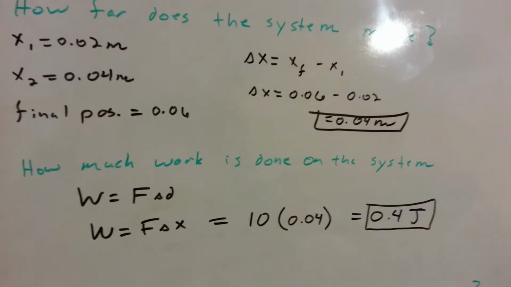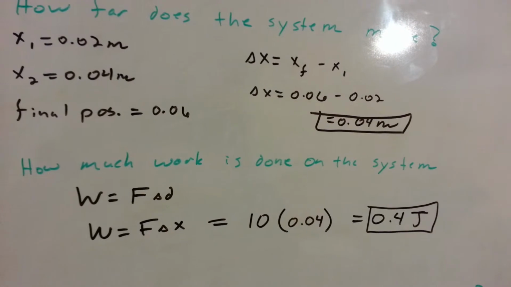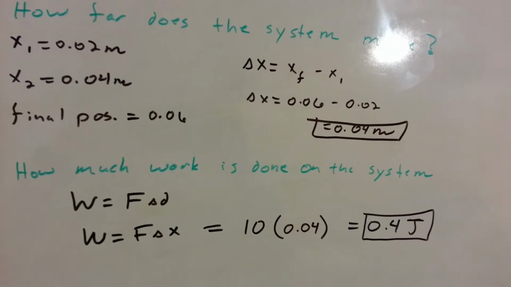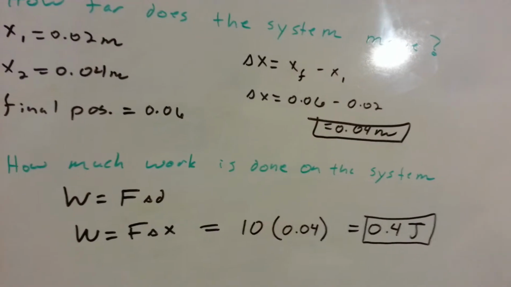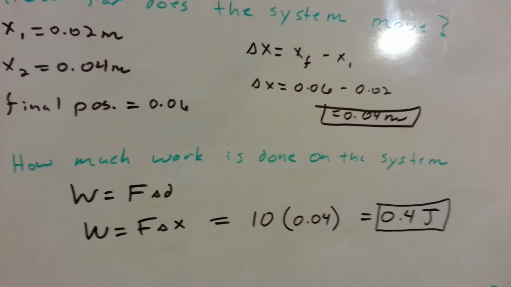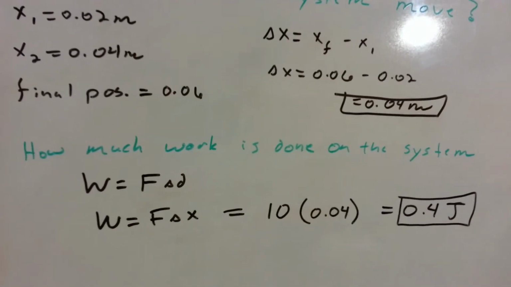Next question, how much work is done on the system? Well, we know that work equals force times change in distance. Well, let's change variables. I like to change my variables to lessen the confusion so I don't get confused on what's what and where it goes.